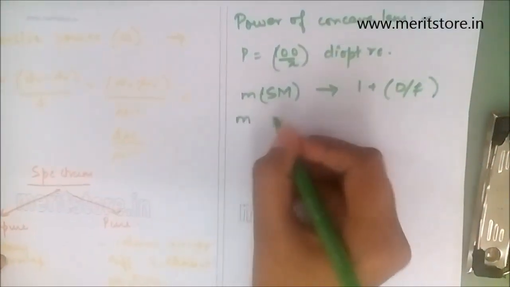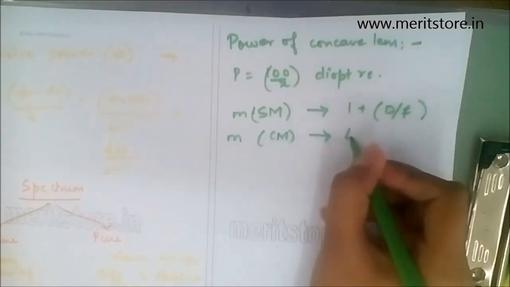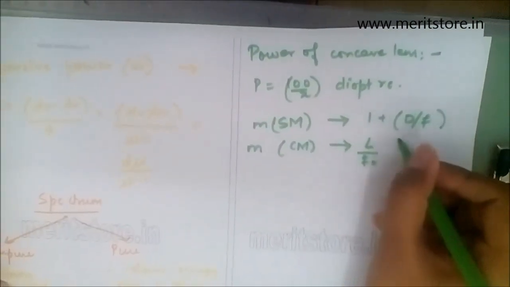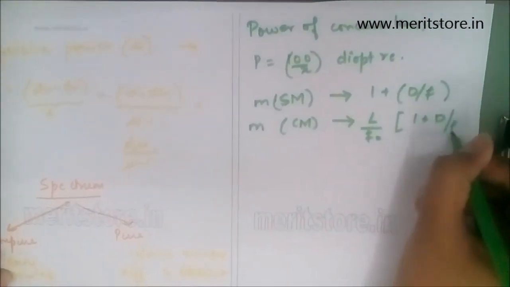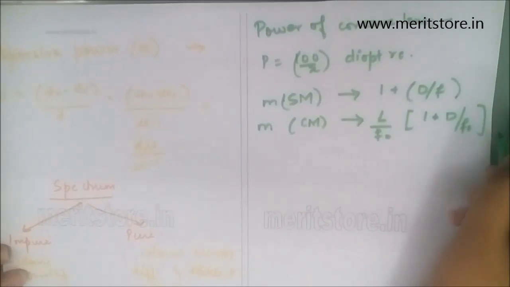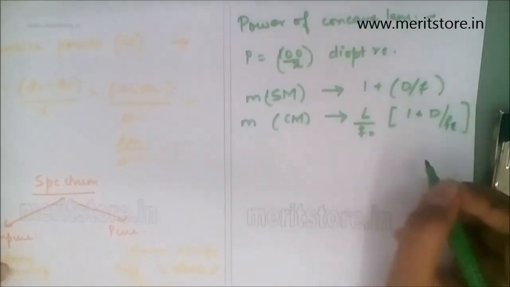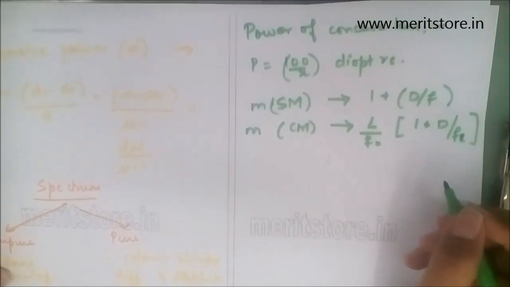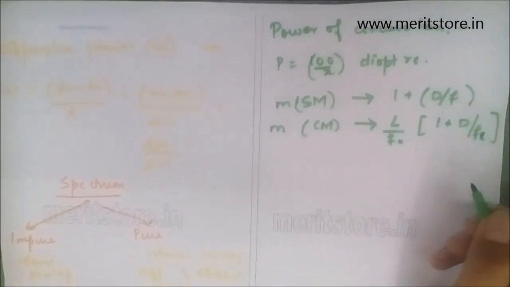The magnifying power of a compound microscope is given as L upon f0 into 1 plus d divided by fe. Here f0 is the focal length of the objective and fe is the focal length of the eyepiece and L is the length of the microscope tube.